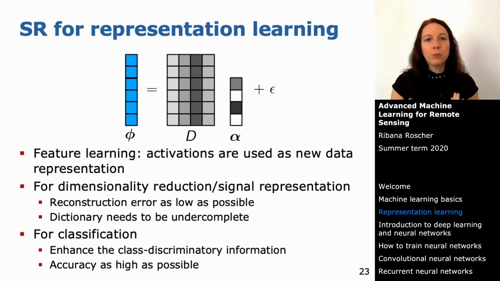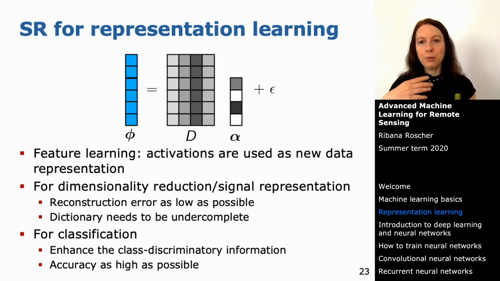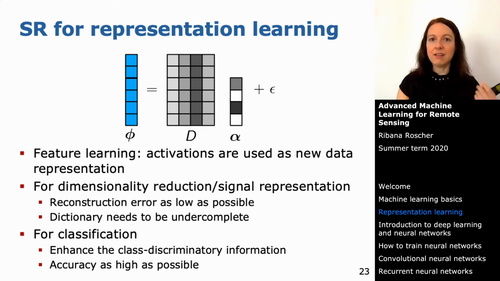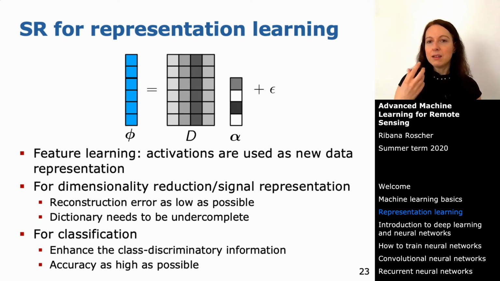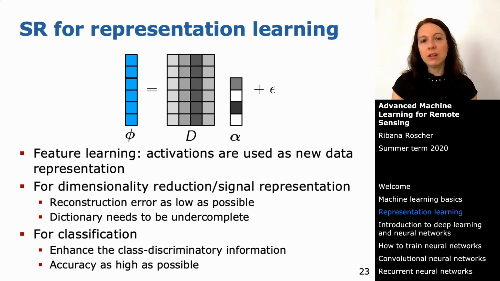So when you want to use sparse representation for representation learning, you have a look at your original data representation and your activation vector. The original data representation is your input data, and the activation vector can be used as new data representation. Depending on how you choose the dictionary, you can control how your new data representation is.